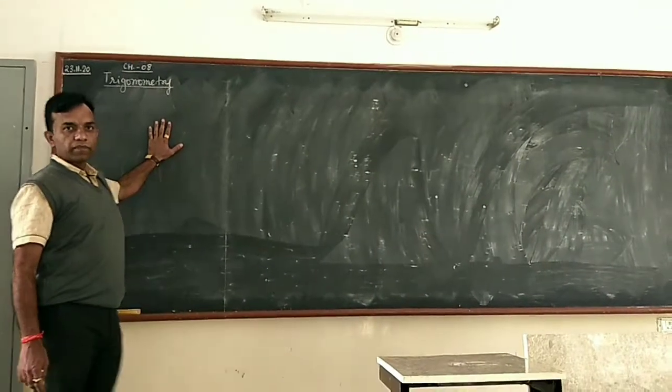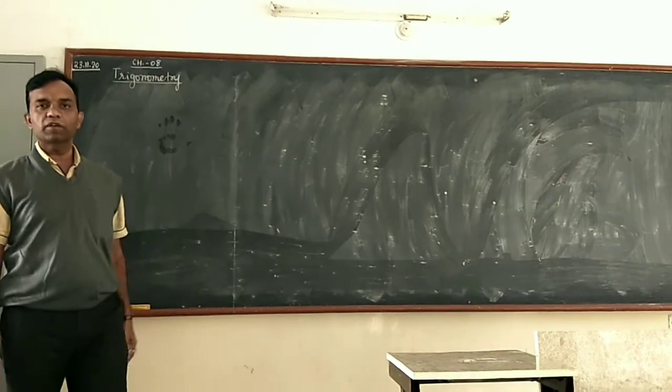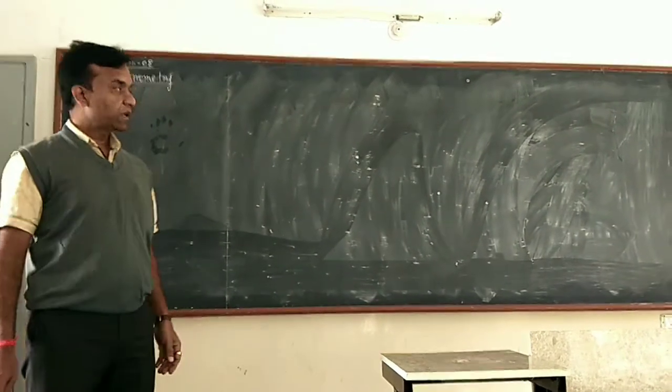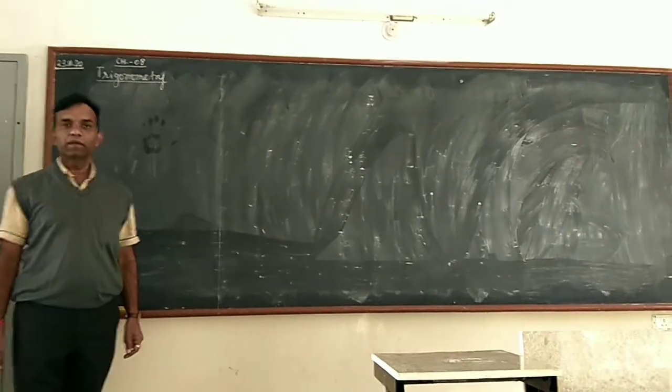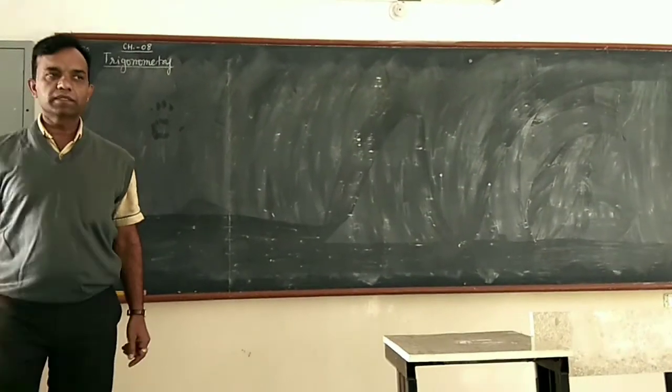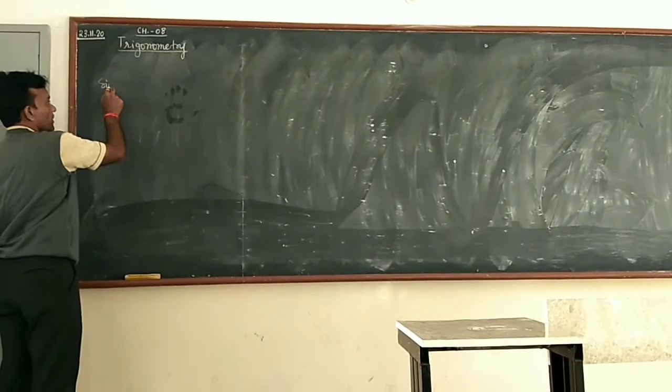Trigonometry chapter 8. Okay, introduction part is over, and today we start the trigonometrical identities. In trigonometrical identities we have some trigonometric ratio formulas, and then we prove the identities. So first we write down the formulas.